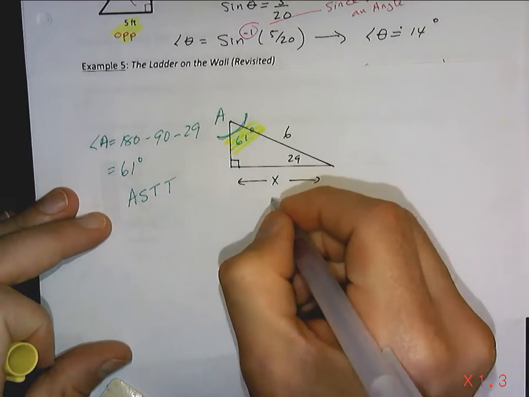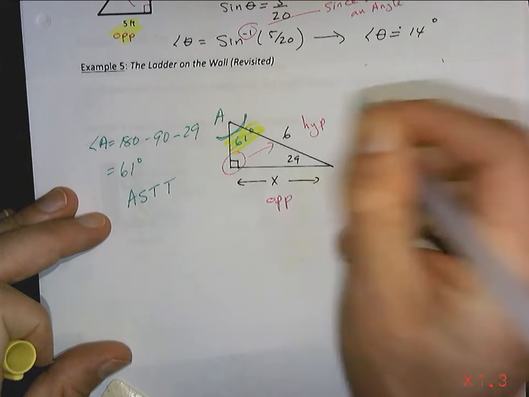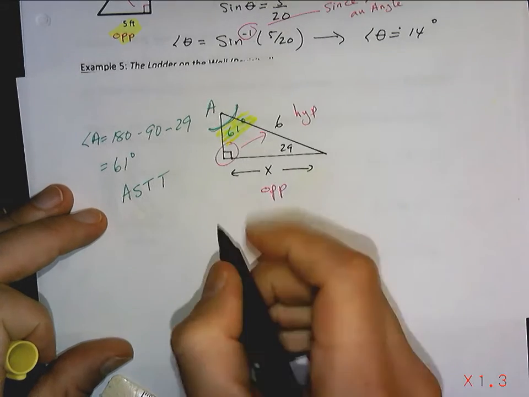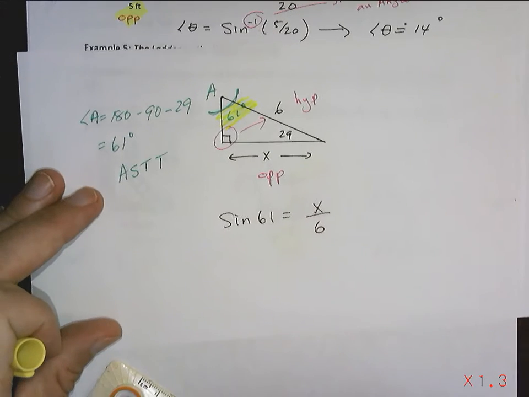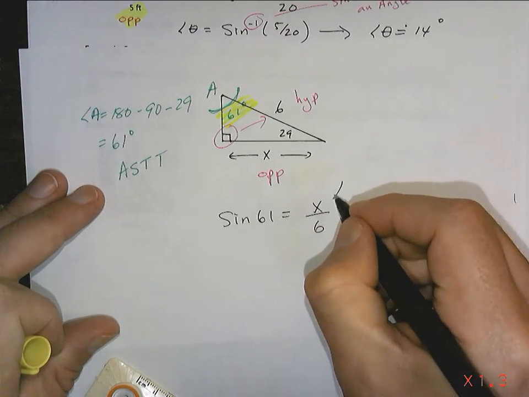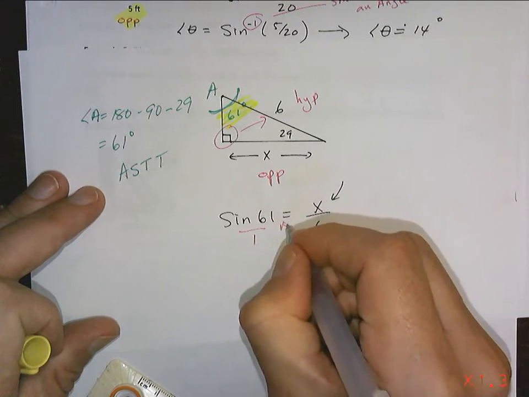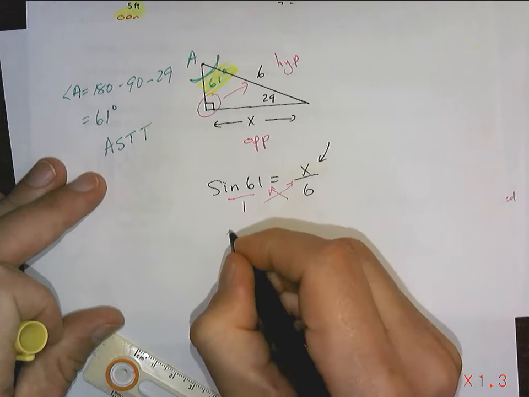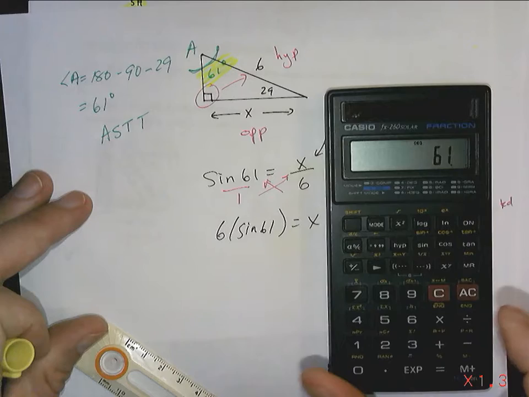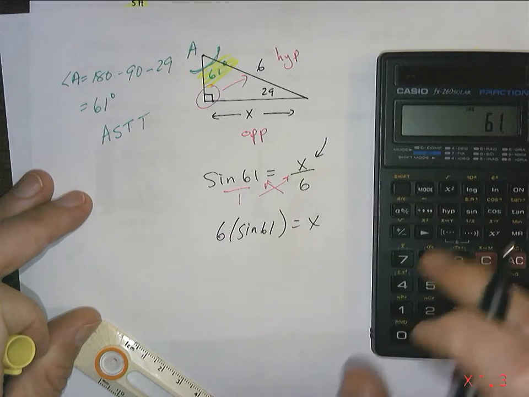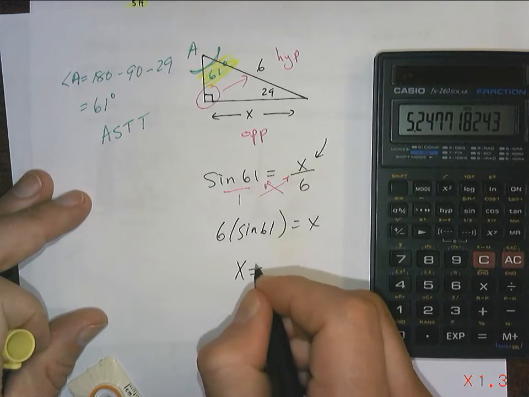this is now my opposite. This is now my hypotenuse, or still my hypotenuse. I can use sine of 61 equals x over 6. In this case, my unknown is still in the numerator. I change them both to fractions. I do cross multiply. 6 times sine of 61 equals x.